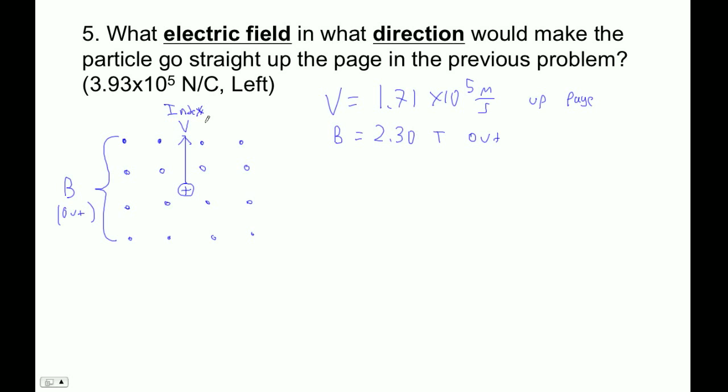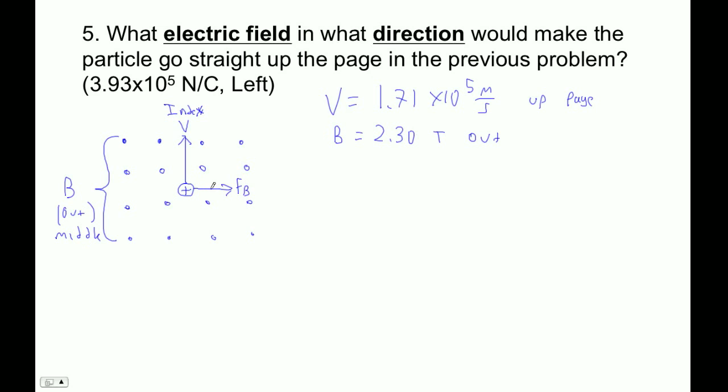Index. There we go. Okay, so if I put my index finger up the page, middle finger out of the page, this is my middle finger. Then my thumb is pointing to the right on this page here. This is the direction of the magnetic force.